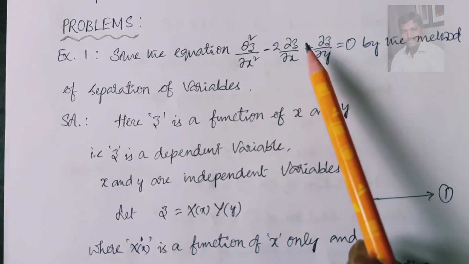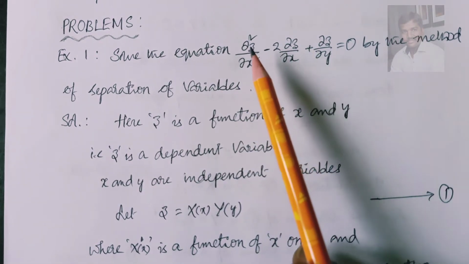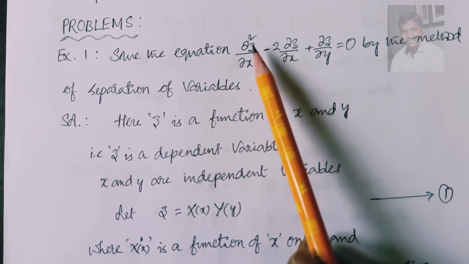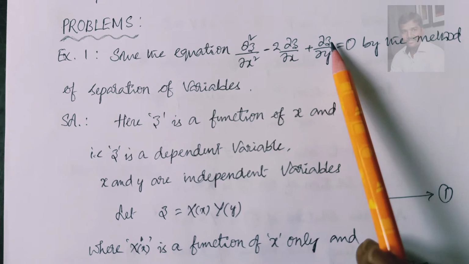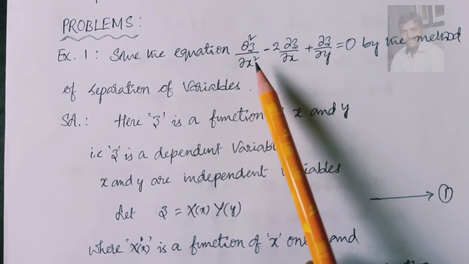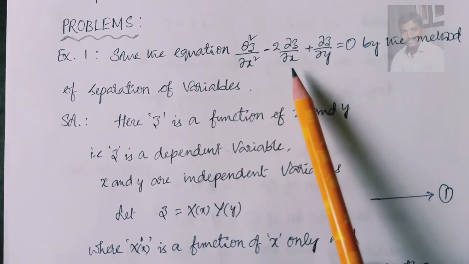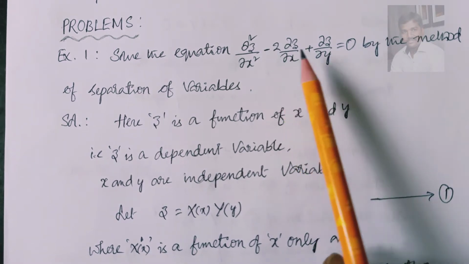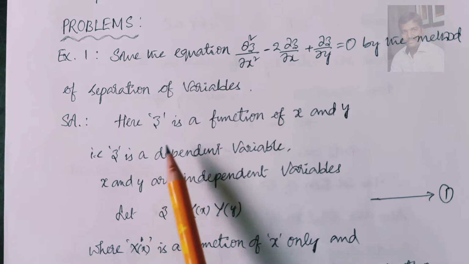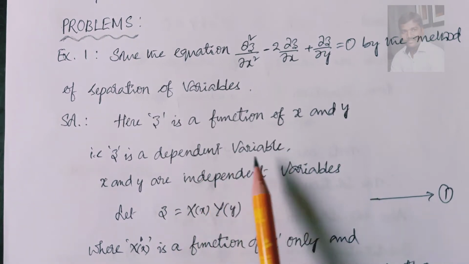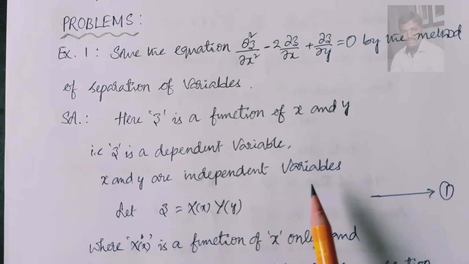First observe the problem. What is the dependent variable and what are the independent variables? For the dependent variable, observe the numerator: z is the dependent variable. For the independent variables, observe the denominator: x and y are the independent variables. Now z is a function of x, y.